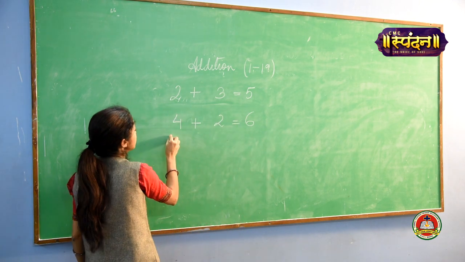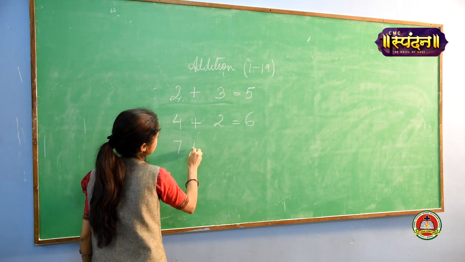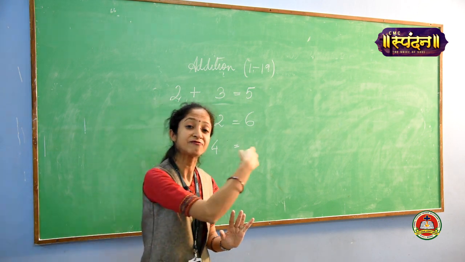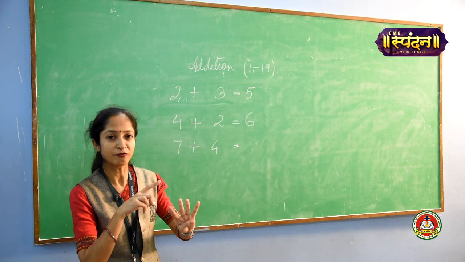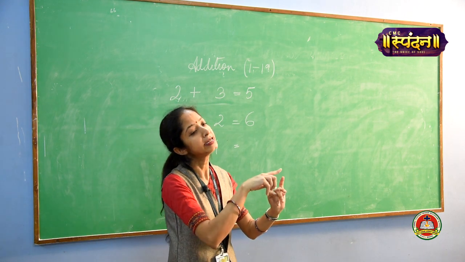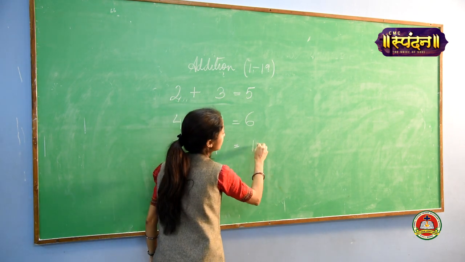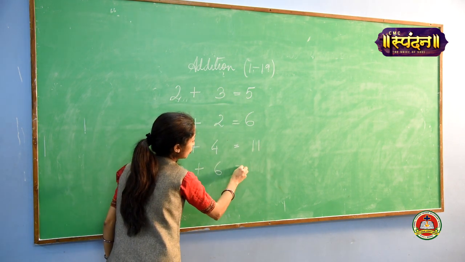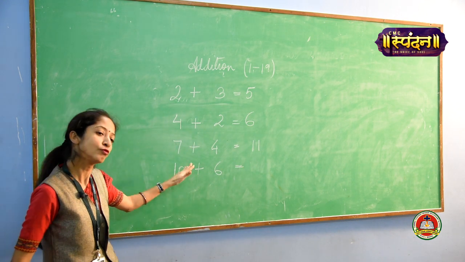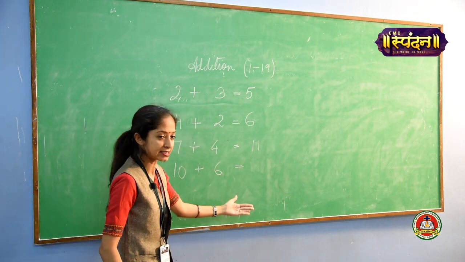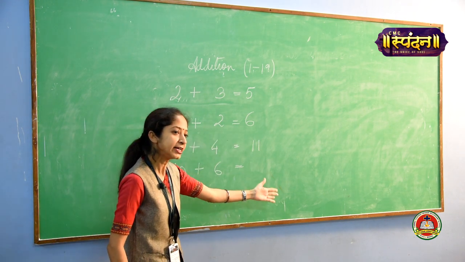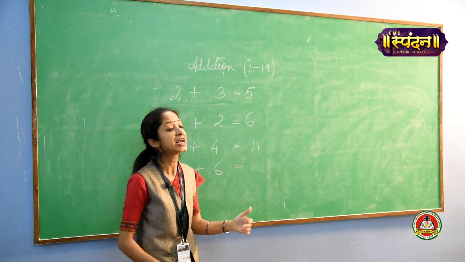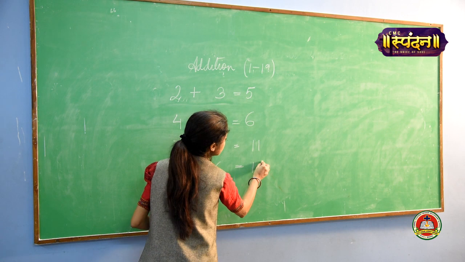So if I give you 7 plus 4, that means you are already having 7. You have to count to next 4. 7 is already there. You will take out your 4 fingers. 8, 9, 10 and 11. Okay, so you are going to write over here 11. If I give you number 10 plus 6, now you are already having 10, we have to move to next 6. That means we have to count after 10 till 6 fingers. It is 10, 11, 12, 13, 14, 15 and 16. So we are going to write over here 16.